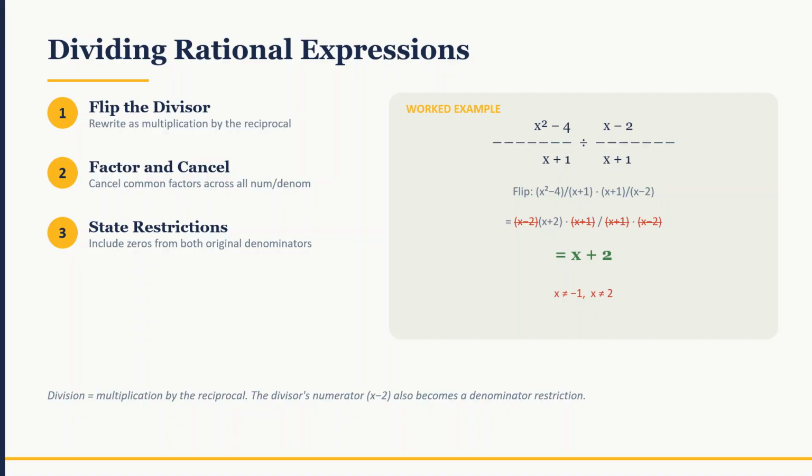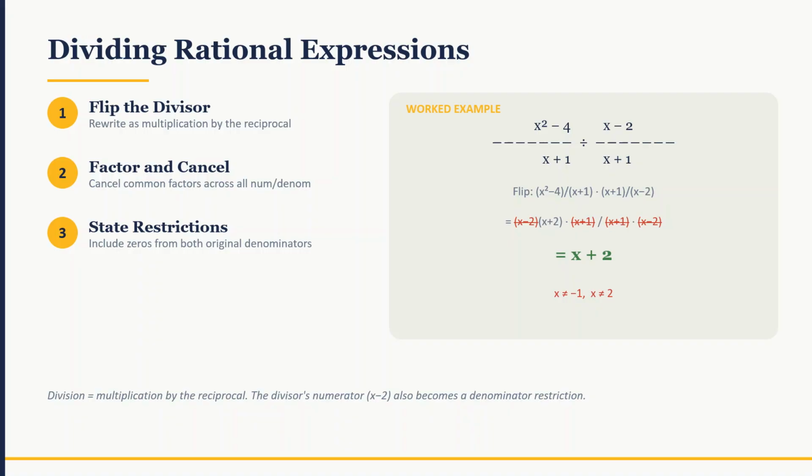Let us work through a division example. Take x squared minus 4 over x plus 1 divided by x minus 2 over x plus 1. Step 1. Flip the second fraction. The divisor x minus 2 over x plus 1 becomes x plus 1 over x minus 2.